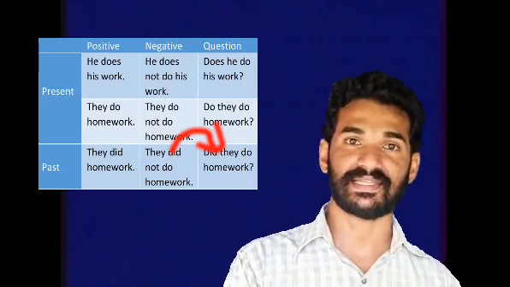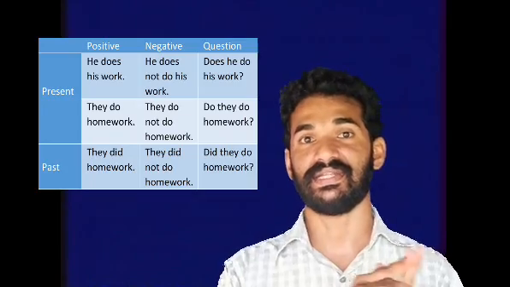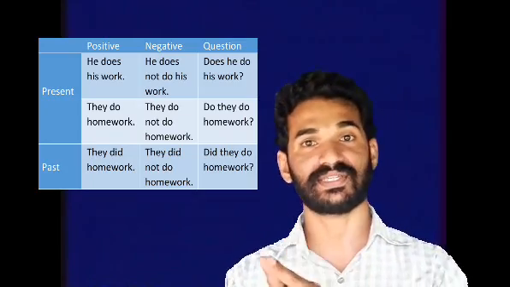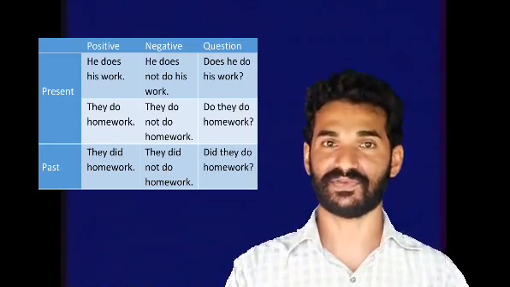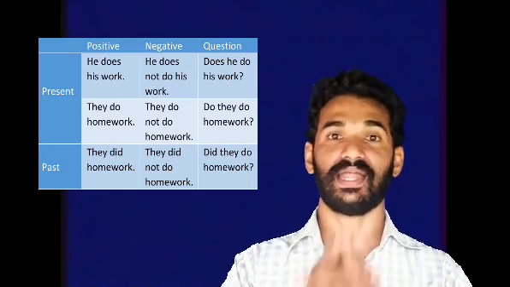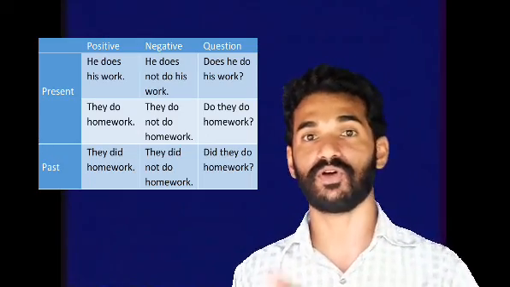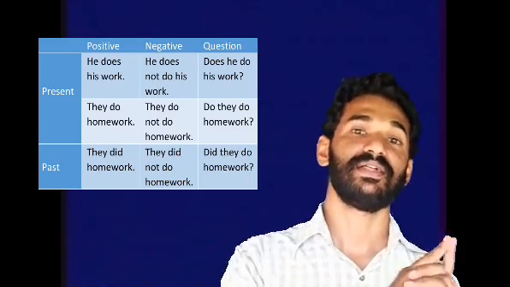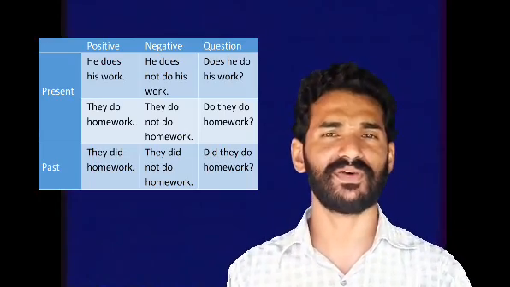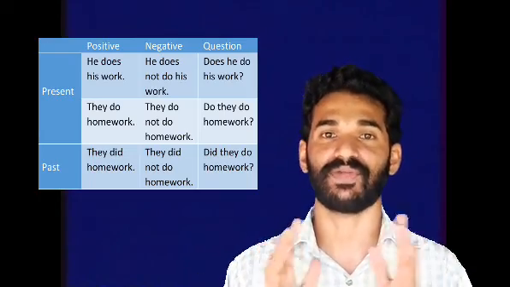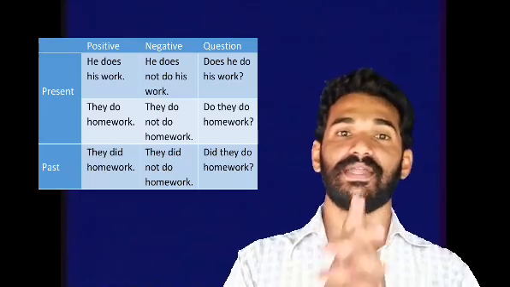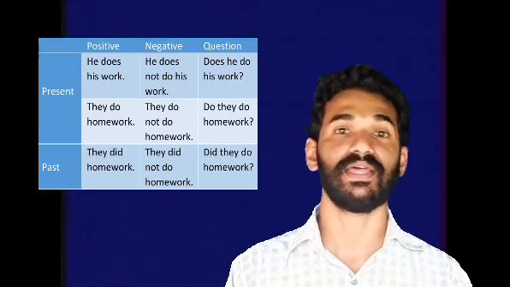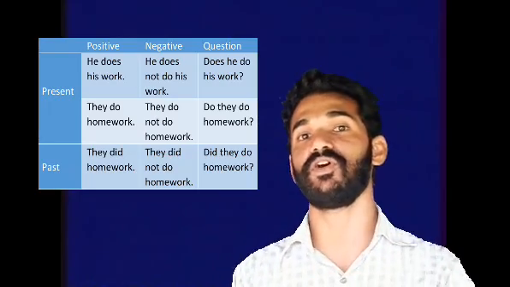First one, he does his work. Negative sentence, he doesn't do his work. And question, does he do his work? Next one, they do homework. And the negative of that, they don't do homework. And the question is, do they do homework? Don't think of it as wrong. That's right. Do they do homework? And past, they did homework. And negative sentence, they didn't do homework. And the question, did they do homework?